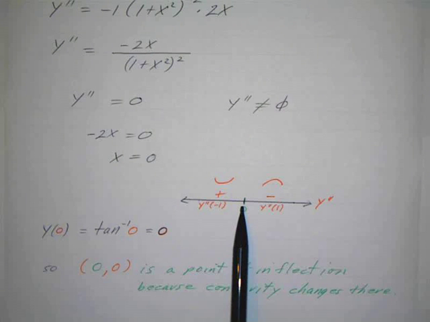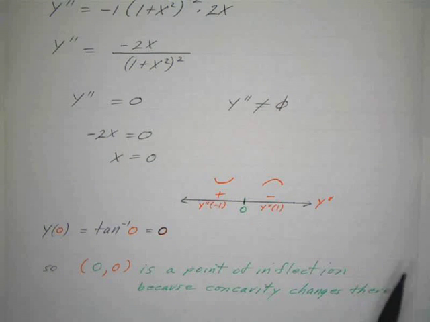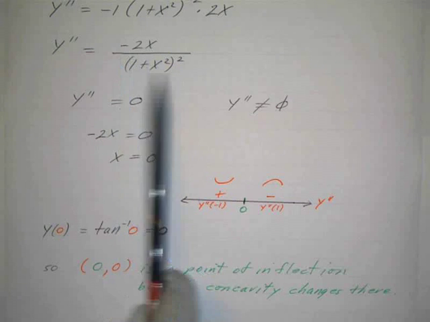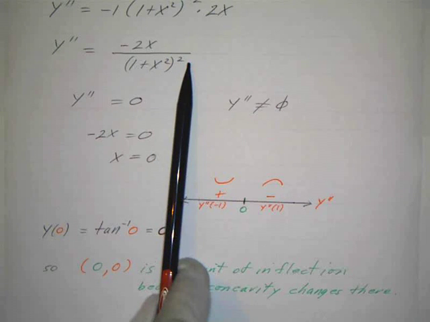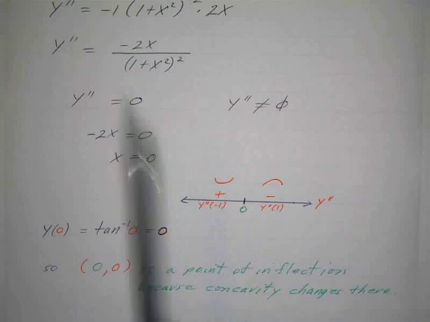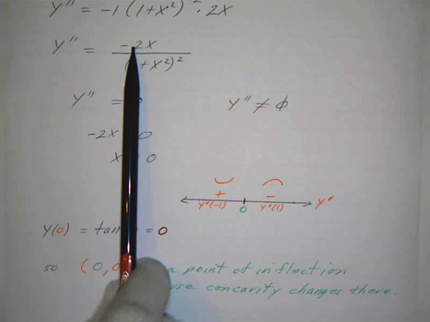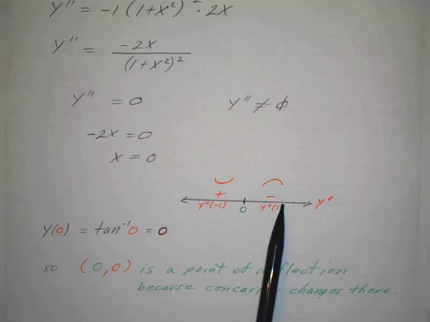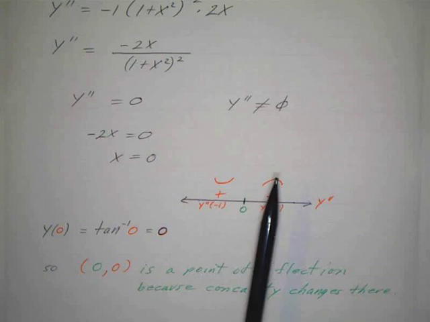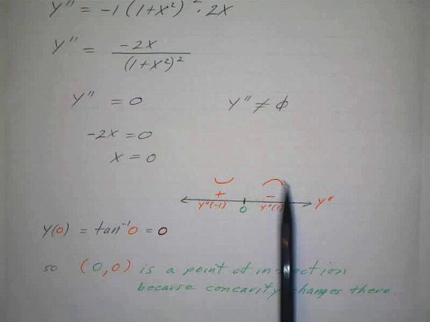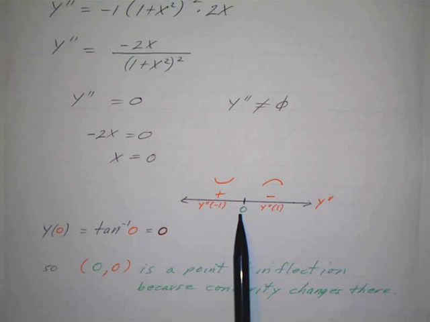Okay, and we can check some values in here. y double prime is just this. And again, the denominator is always positive, so I don't have to worry about checking that. I just check the top for my sign change. If I put negative 1 here, negative 2 times negative 1 is positive. And if I put 1 in here, that's on the other side of 0, negative 2 times 1 is negative 2, so negative. So I'm concave up, concave down. So I do have a change of concavity at 0.